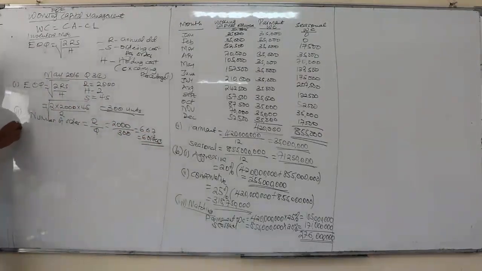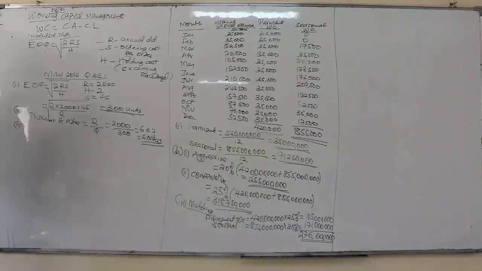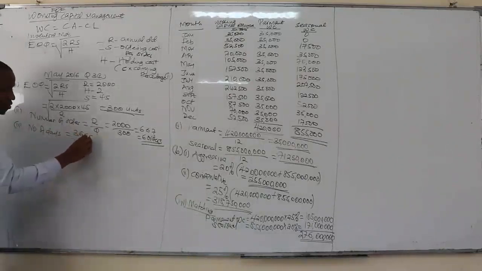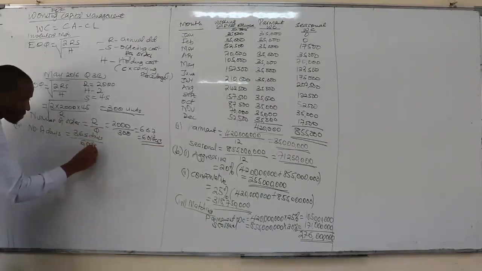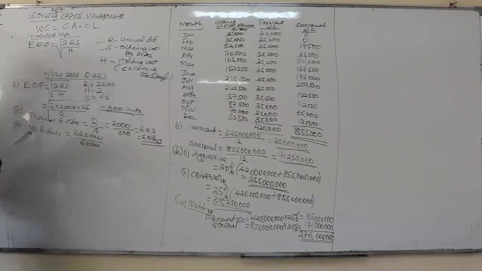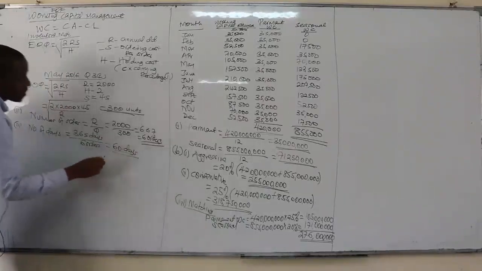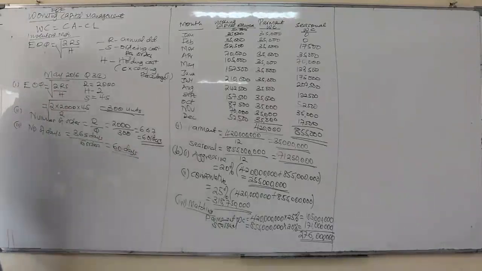Then Roman number 3, you are required to get the number of days before an order is placed. We know the orders that will be made in a year. For you to get the number of days, you take the number of days in a year and divide by the orders that are made in that year. How many days? 60.3. That is 60 days. So after every 60 days, in this case, an order is placed.